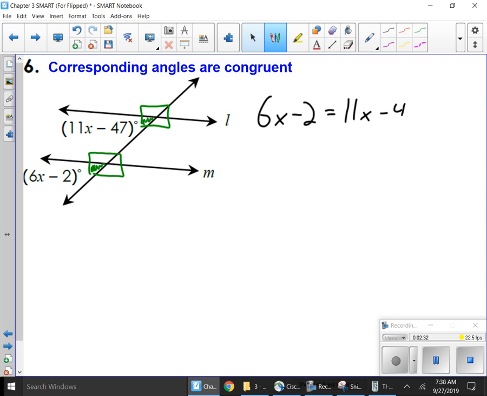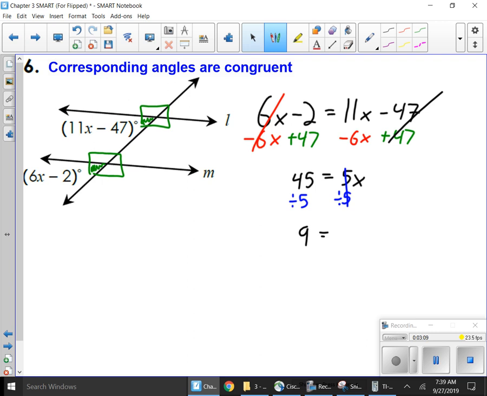And it'll be very similar to the previous example. My smaller coefficient is 6, so I can subtract a 6x from both sides. That's going to move all my variables to the right, so I want to send my constants to the left. And I can add 47 to both sides. That'll leave me with 45 equals 5x. Dividing both sides by 5 will then get me a value for x. X will be 9.